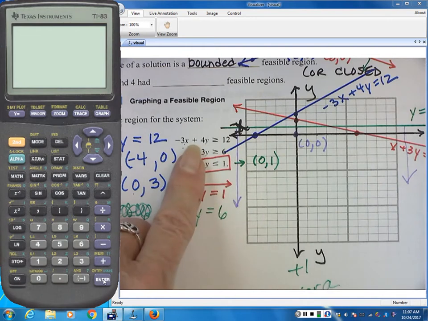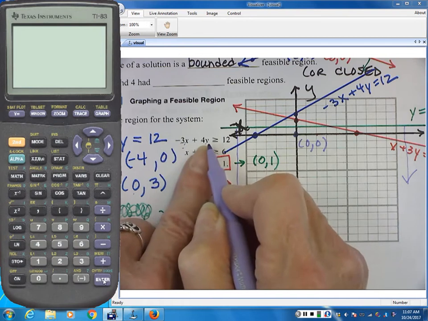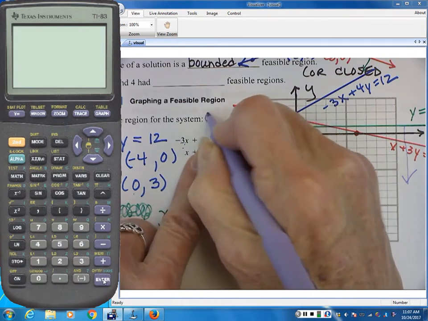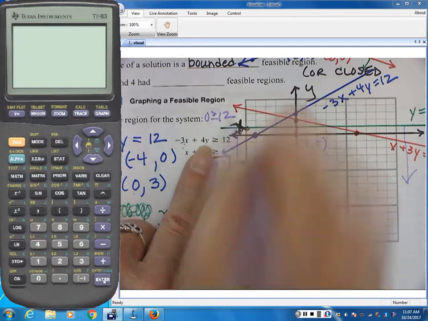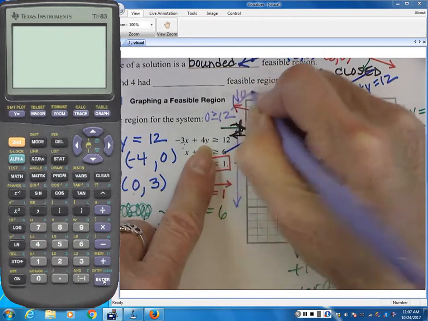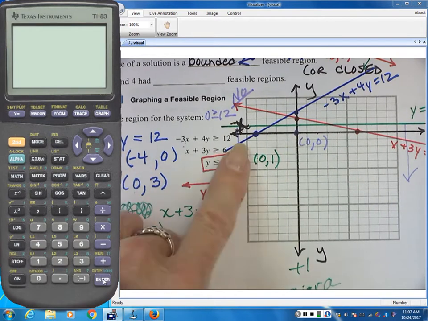Then 0, 0 in -3x plus 4y gives me -3 times 0 plus 4 times 0, which is 0. And is 0 equal to or greater than 12? No. So since 0 is not equal to or greater than 12, and that's the blue line, I need to shade above the blue line.